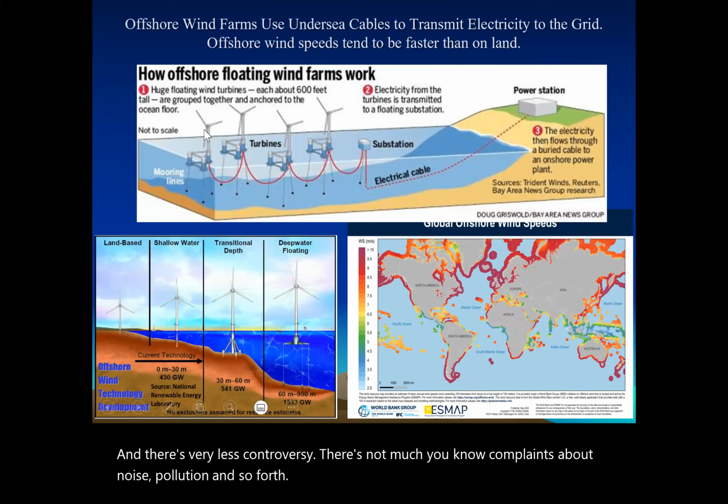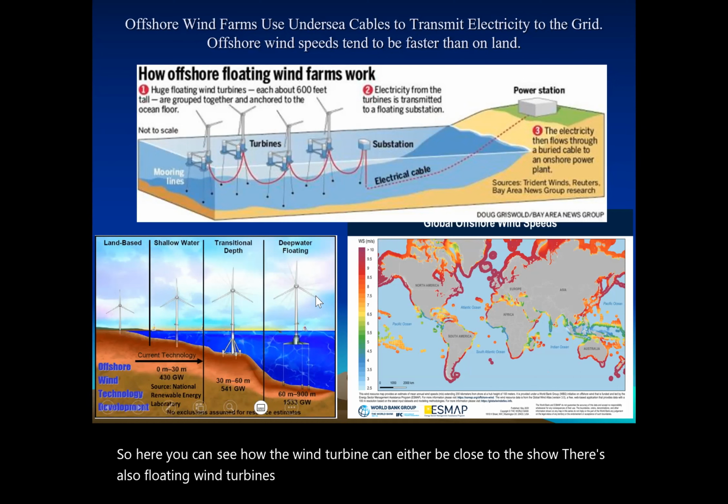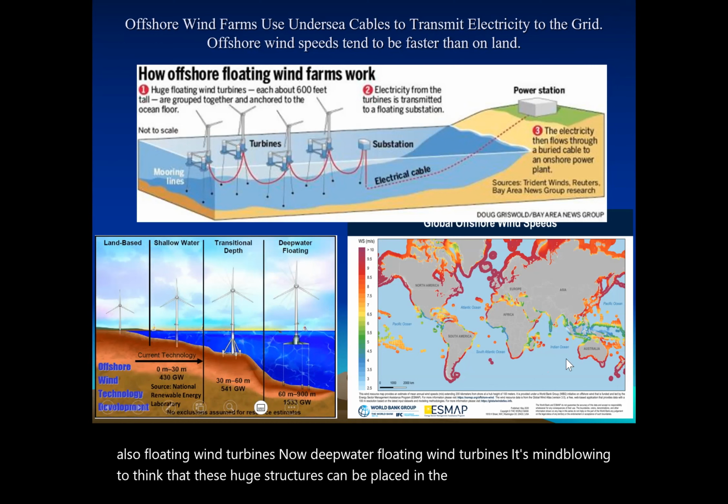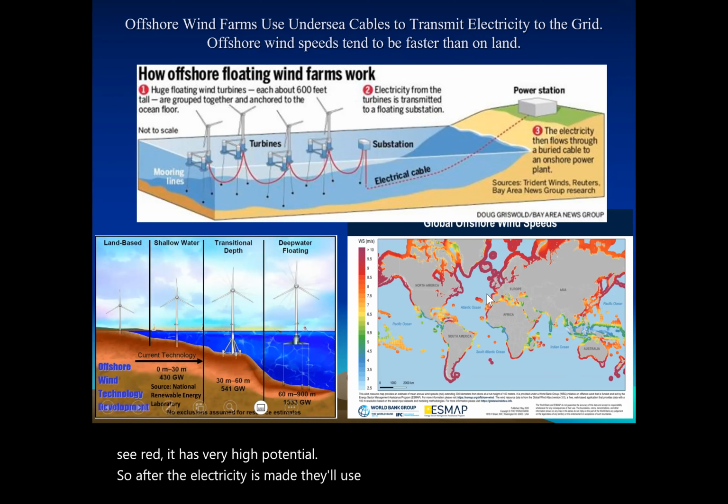So here you can see how the wind turbine can be close to the shore. There are also floating wind turbines now, deep water floating wind turbines. It's mind-blowing to think that these huge structures can be placed in the ocean. And this world map here shows the potential of offshore wind energy. Everywhere you see red has very high potential. After the electricity is made, they use undersea cables to transmit the electricity to the grid.